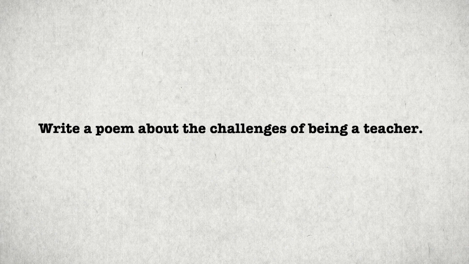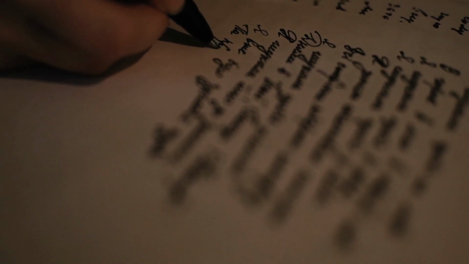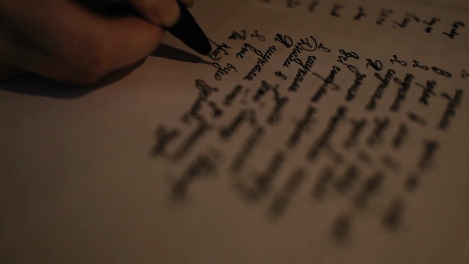So here's an example of a zero-shot prompt I wrote recently. Write a poem about the challenges of being a teacher. Now, on the surface, this seems like a fairly straightforward command, but there's so much information missing here. For a start, I haven't specified the kind of poem I'd like to generate. Should it be a limerick, a villanelle, or a ballad?